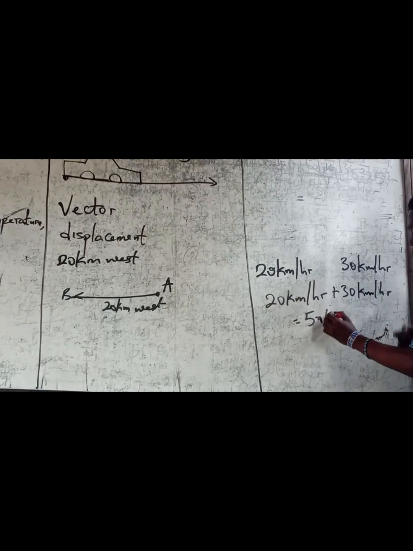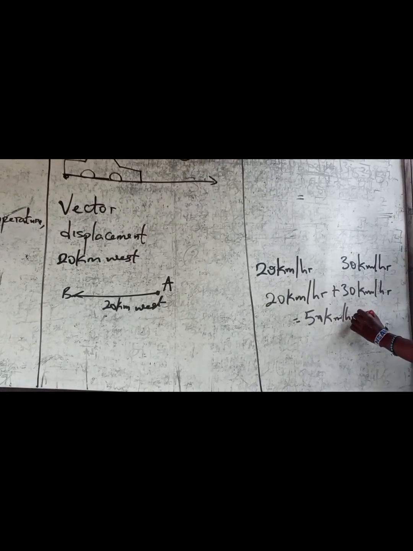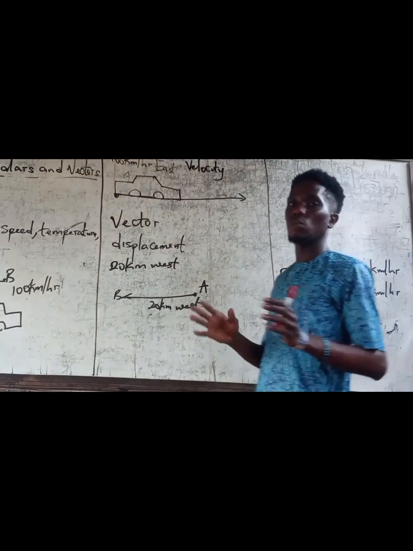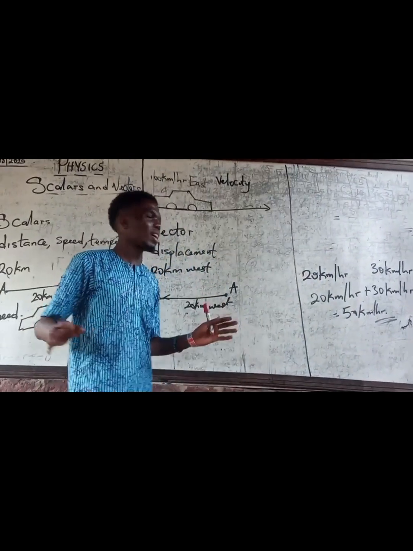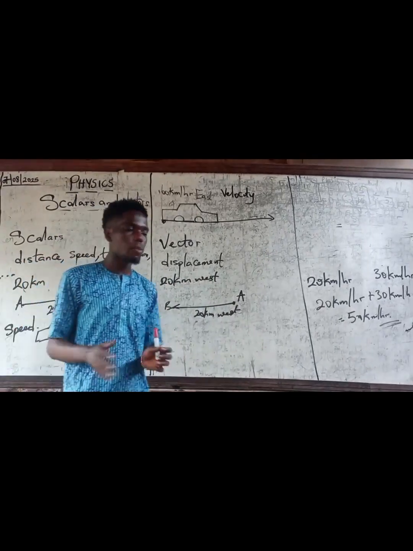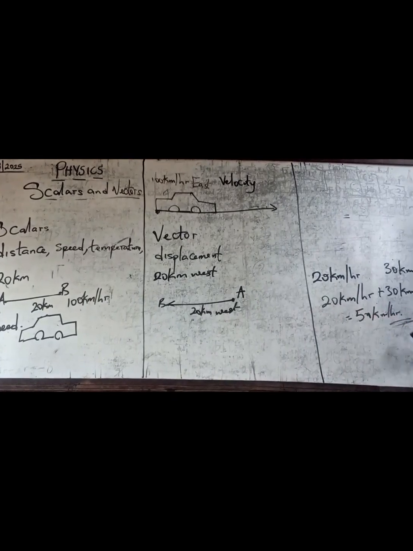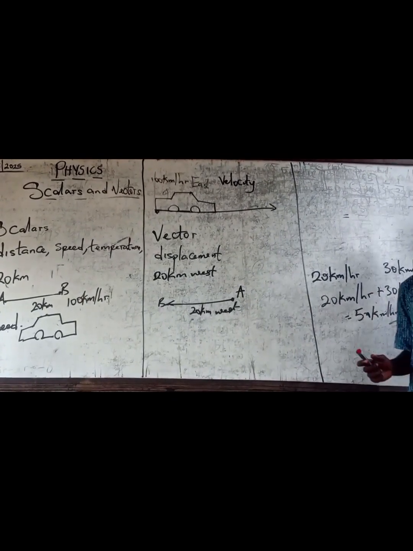which will give us 50 km per hour. So what I'm trying to point out here is that when it comes to addition of scalar quantities, there is no complexity to it. It is as simple as adding two numbers together. But when it comes to addition of vectors, you don't do it like this. Why? Because direction is specified.